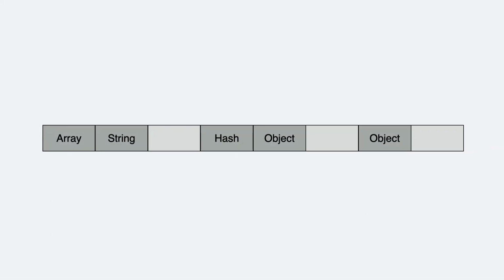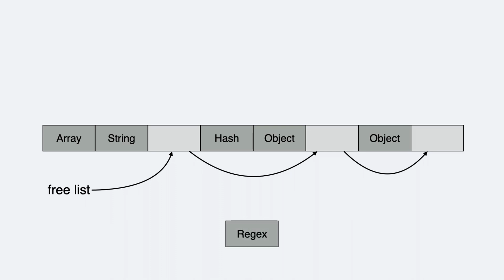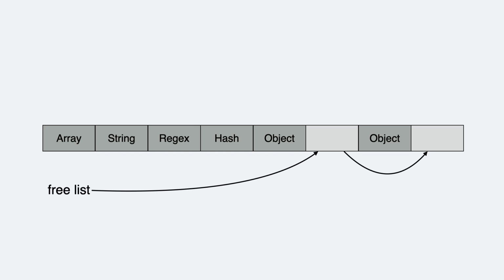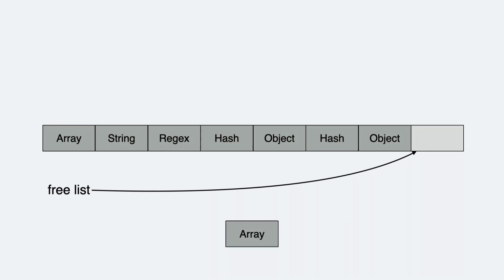Here's an illustration about how object allocation works. Here's a heap page with a few objects allocated. And we have a free list that links all of the free slots on this page. And let's try to allocate this new object that is a regex. And we allocate this object at the head of the free list, and we move the free list to the next element. And we can keep on allocating objects until we run out of free slots.